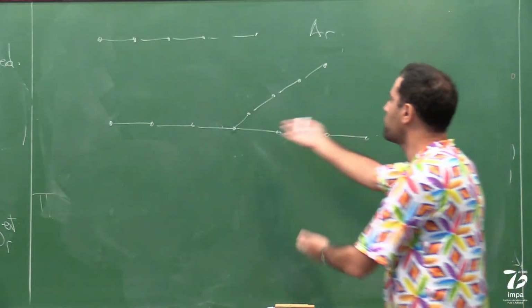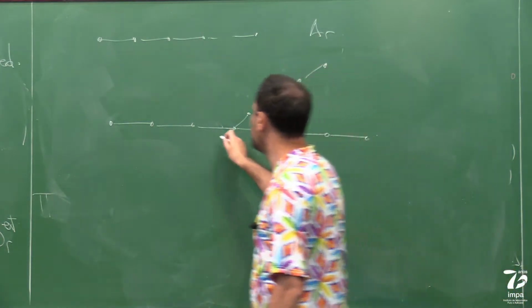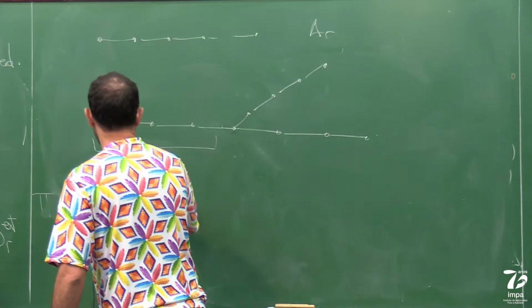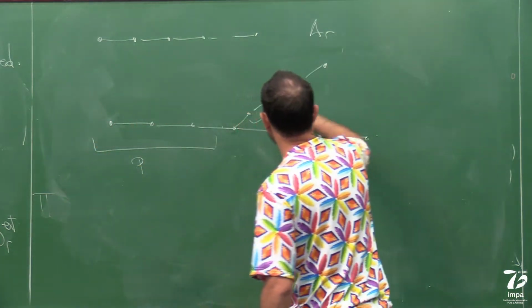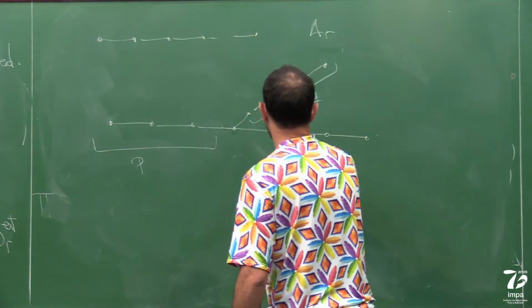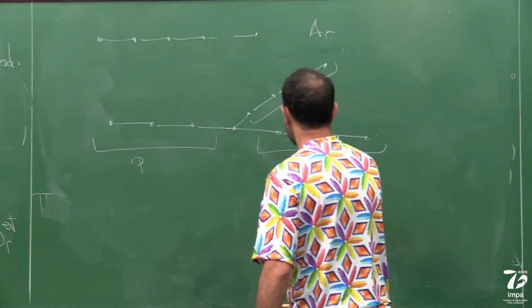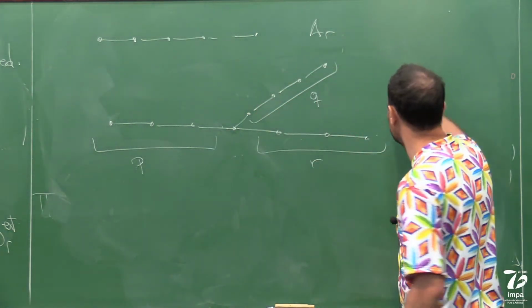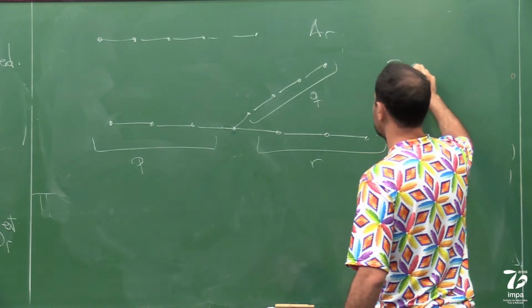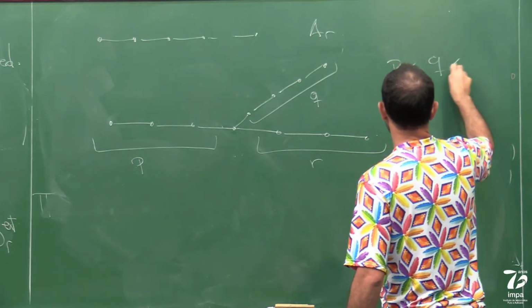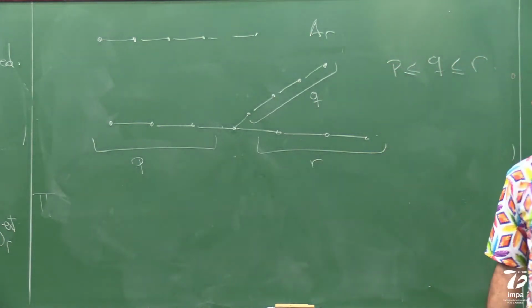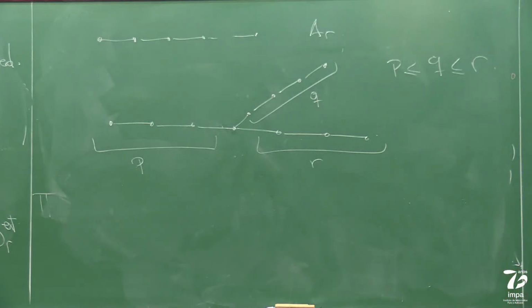And again, you can just relabel the roots in such a way that this leg has P nodes, this leg has Q nodes, and this leg has R nodes. And possibly this is not the way I drew it, but let's suppose that P is less or equal than Q, which is less or equal than R. So let's order them like that. Okay? All right?